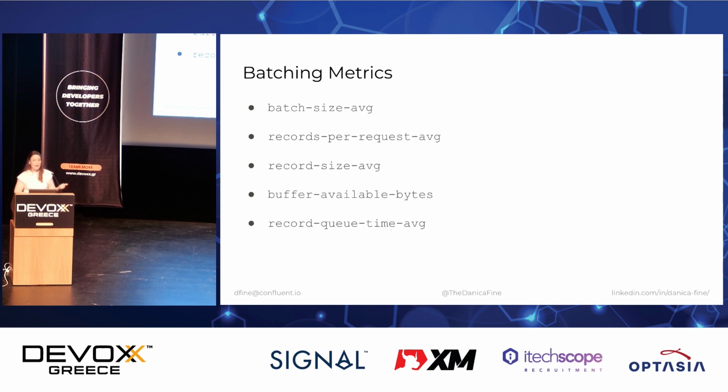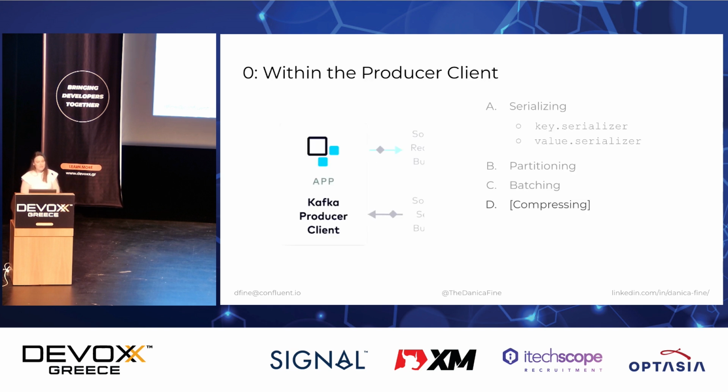And finally, we have a record queue time average. I haven't said anything about a queue yet, but within that batch.size segment within buffer memory, we effectively have a queue of records. All right? So when you call producer.send with a record, it's being added to that record queue inside that batch. Okay? And this is just a measure of how long those records are hanging around in there before we actually send the request to the broker. So those are the main ones. They're really important to keep track of.